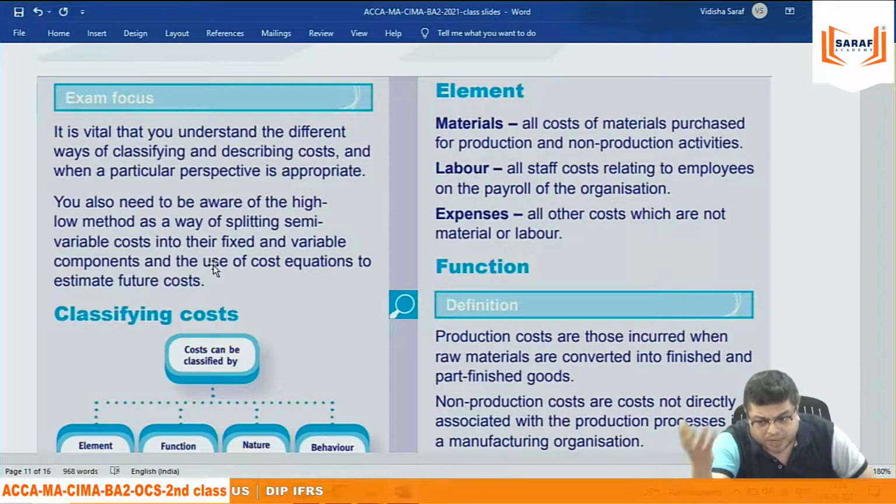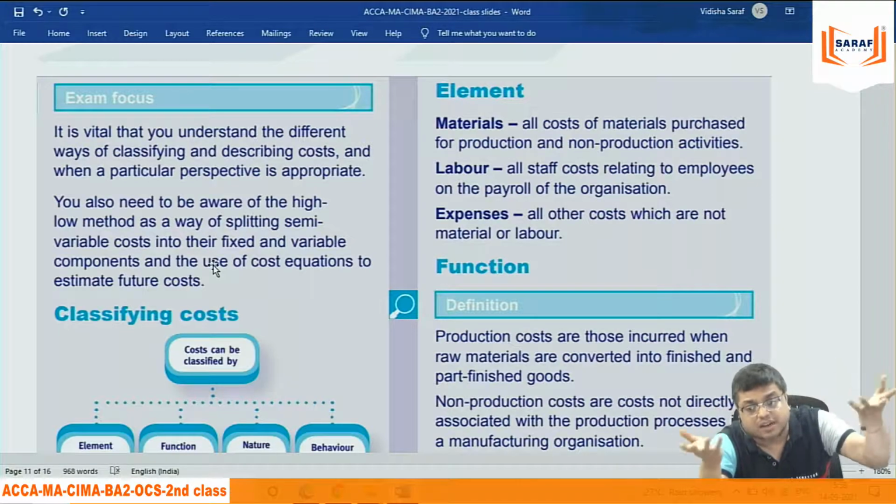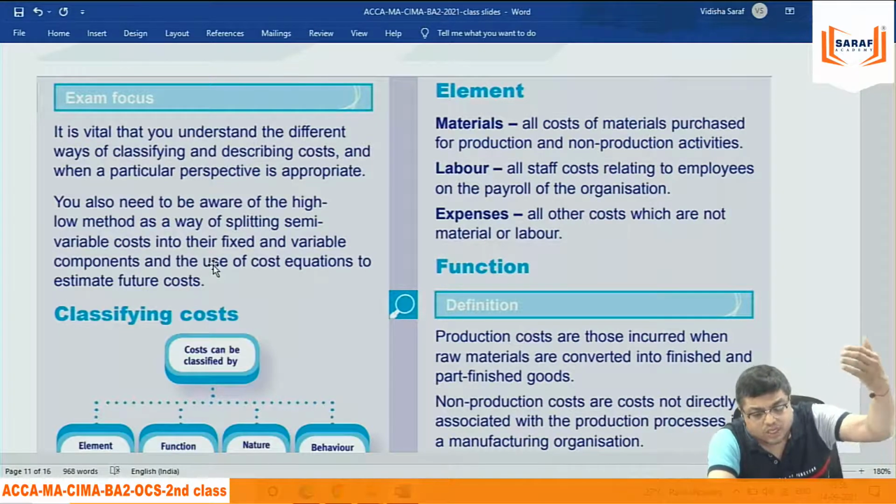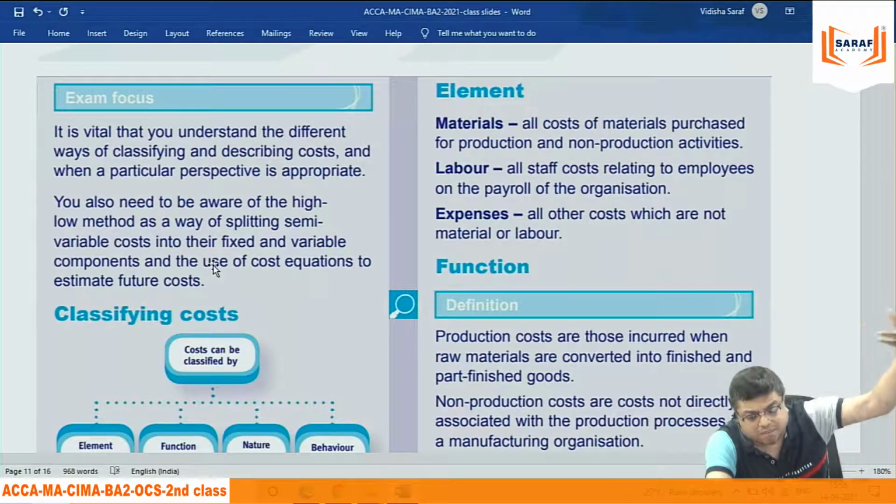When we prepare the PL account and balance sheet, that is external information. That we are giving to the general public, to shareholders, the income tax department, company law.